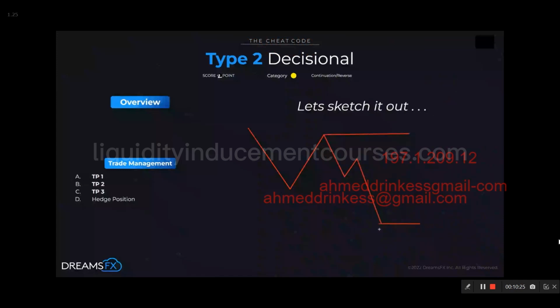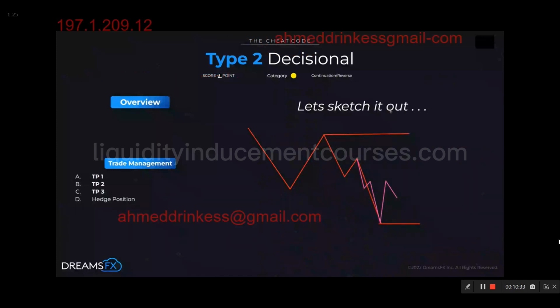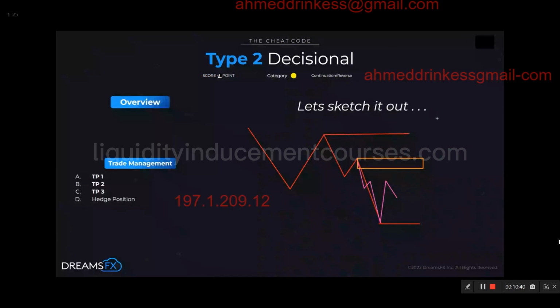Lower high, lower low. Your internal structure will look something like this, here, here, here. Your type 2 decisional will be located right here, right? Because this is going to be your decisional area. This will be your extreme area.